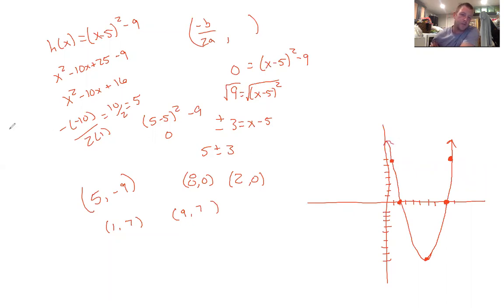Again, that should be your graph. The whole gist of this is finding the vertex, and this is what you're going to have to remember: negative b divided by 2a anytime you see vertex.